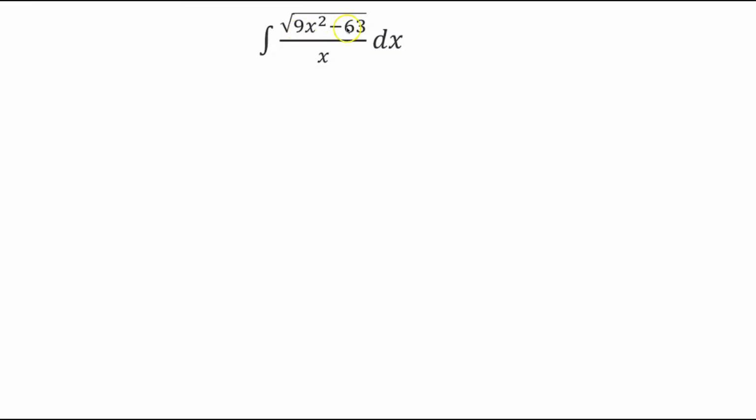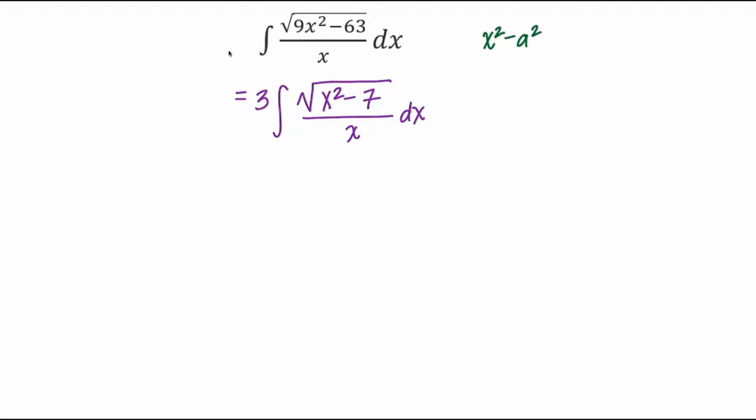But on this one, notice that each term is divisible by 9, so we're just going to factor that 9 out to begin with. So that's the square root of 9 is what I'm factoring out, and that's 3. So I'm going to have 3, the integral of the square root of x squared minus 7 over x dx. So the substitution that we're going to make is of the form x squared minus a squared, and so x is going to be a secant theta. Our a value is going to be the square root of 7. 7 isn't a perfect square, but we can rewrite it as radical 7 squared.